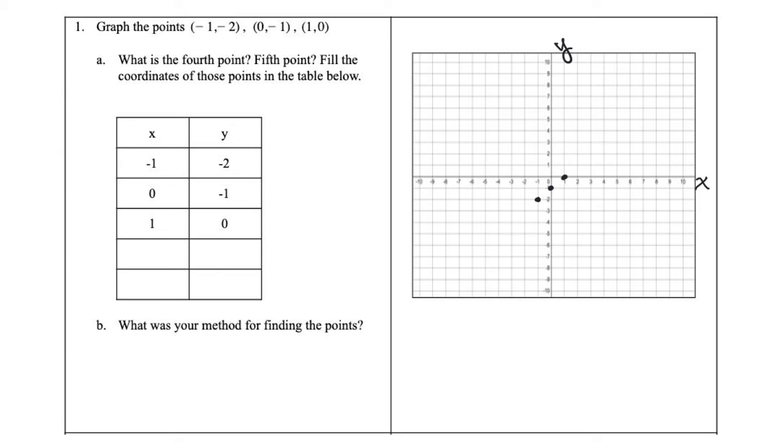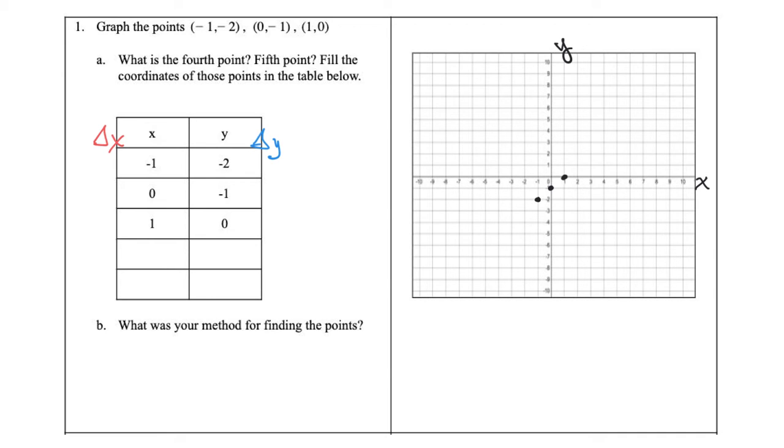So now it's saying, what is the fourth point? What is the fifth point? Fill in the coordinates in the table below. So we want to know when we're going further to the right, what is happening and how to predict that. I like to use the slope that we've been talking about, or the rise over run. You can also figure that out by doing your change in x and your change in y here and predicting, but I think it's easier if you're looking at your table.